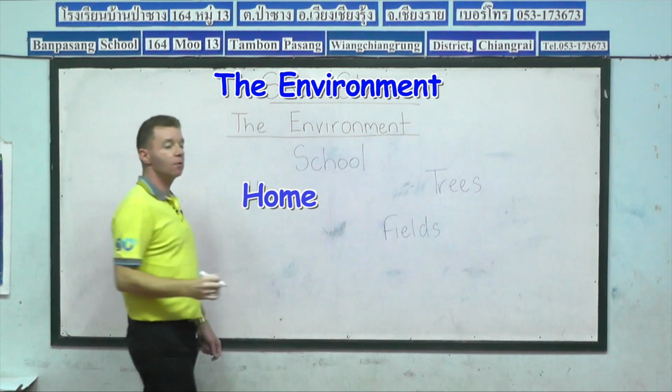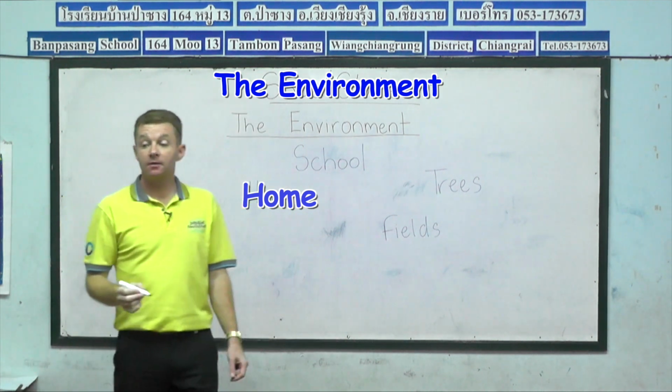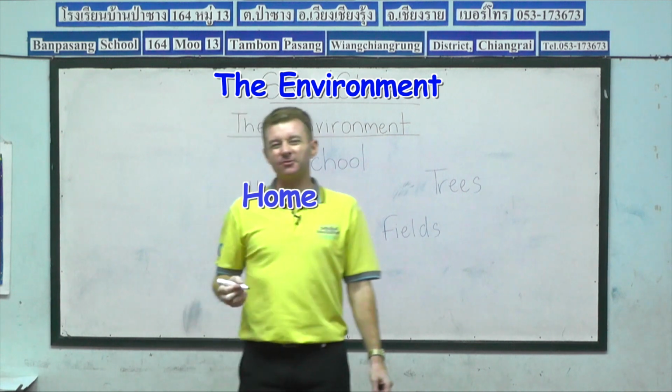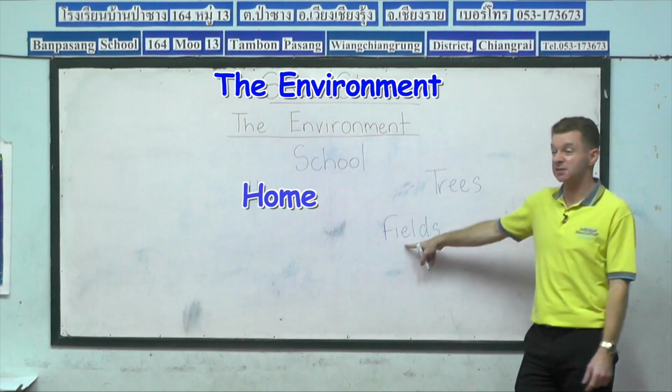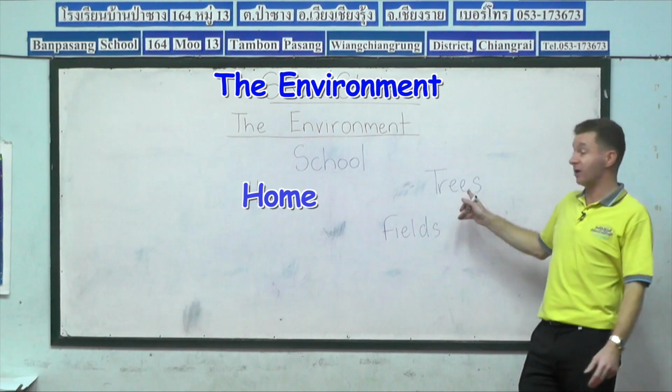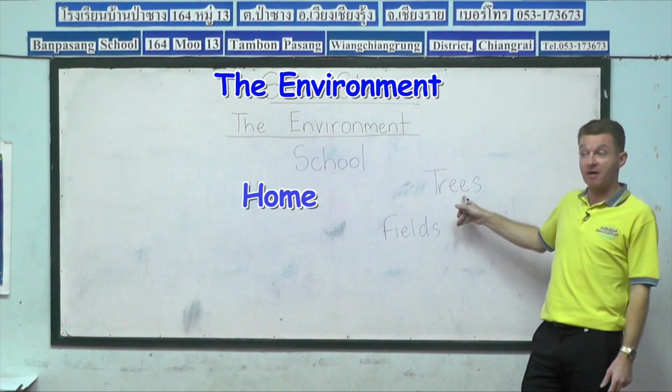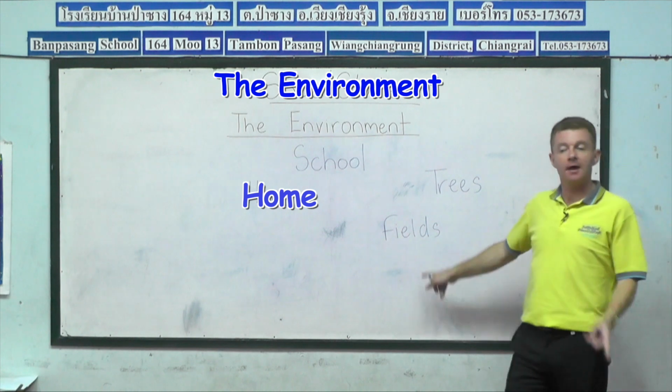Now think about some other natural types. Flowers, okay. Flowers, not really environment. Flowers are a product of the fields. Think about larger things. Trees, okay. Trees can be the environment. Fields can. How about water?